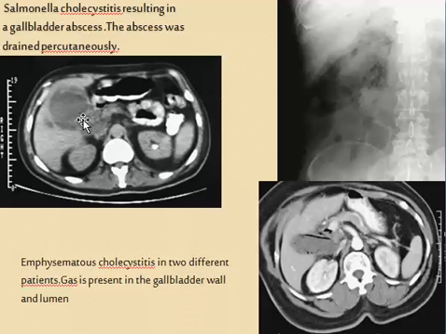A gallbladder is converted to an abscess, and this was drained percutaneously. This is emphysematous cholecystitis, where air is formed within the wall and inside the lumen, and this is the appearance of emphysematous cholecystitis, gas in the lumen and the wall.